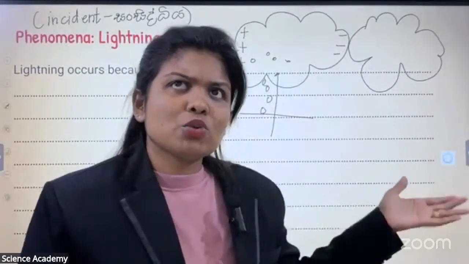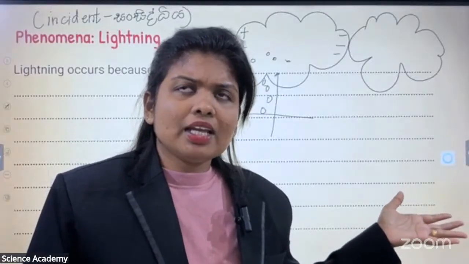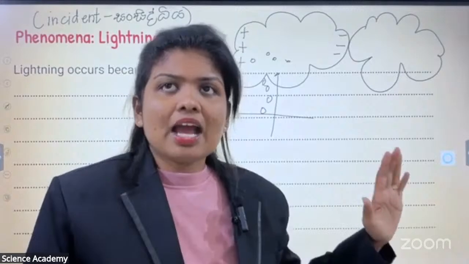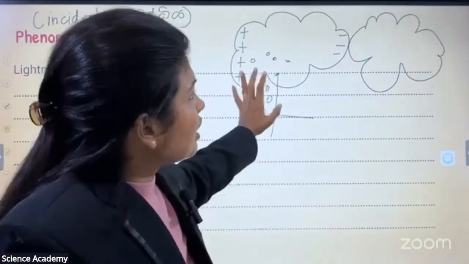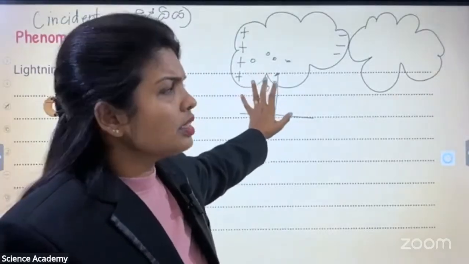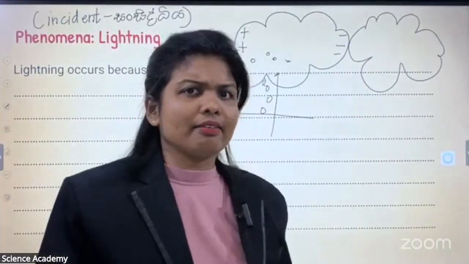You may think that this is in the same cloud though. When it comes to the glass rods and ebonite rods, one type has an excess amount of electrons. But here, in the cloud, one side is positive and this side is negative.